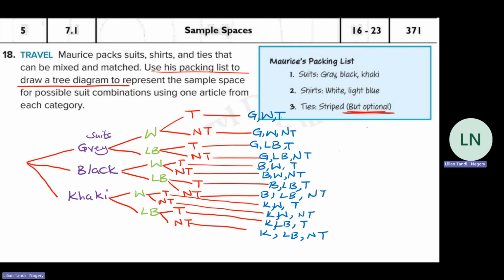And make sure, yes, as in label your key. So that will be your G, this will be your B, this will be your K. This will be your W, this will be your LB, this will be your tie, and this one will be no tie. Okay? All right. So that's how you're supposed to do that tree diagram.